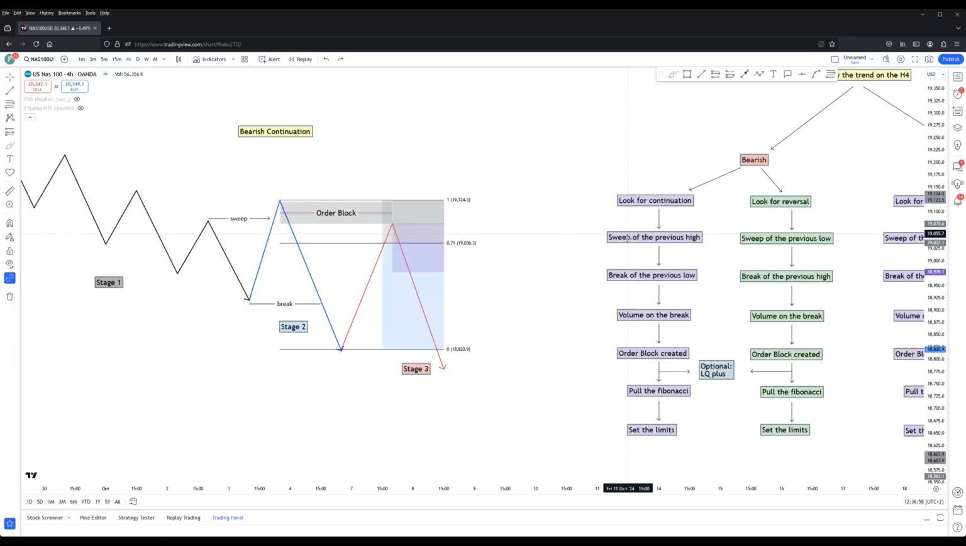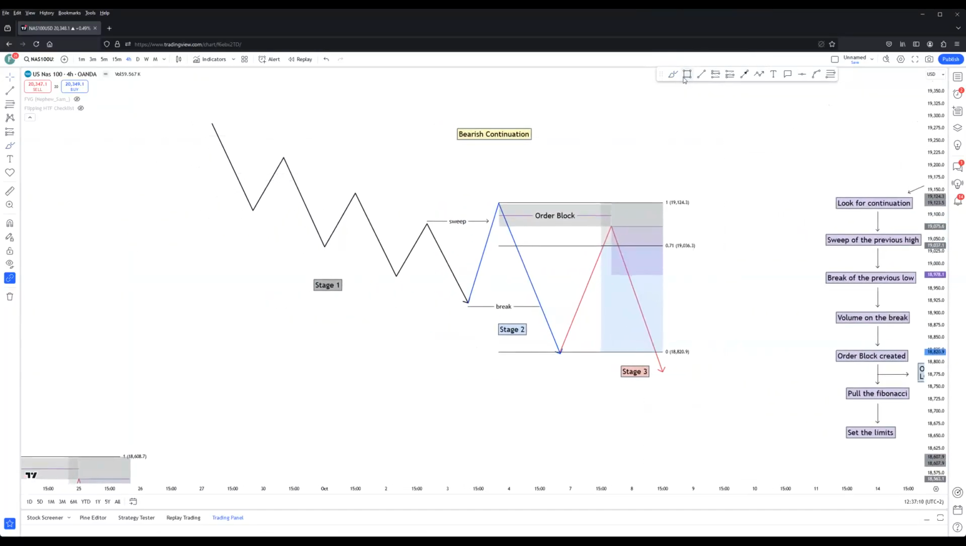But look at the criteria step by step. So we have a continuation scenario. We are looking for continuation trades. We are looking for the sweep of the previous high. This is the first criteria in a continuation bearish trade: sweep of the previous high. What do we mean by this? That price is moving to the downside, creating a series of lower lows and lower highs.